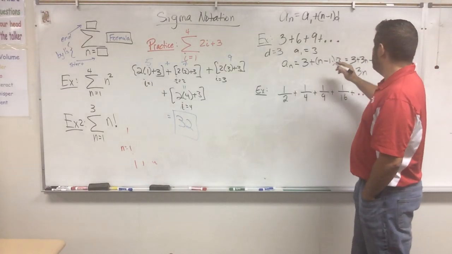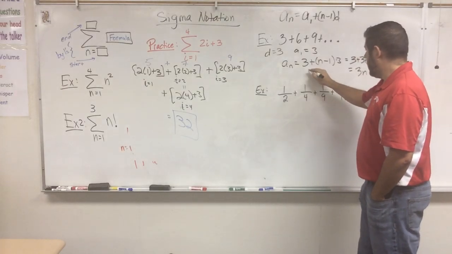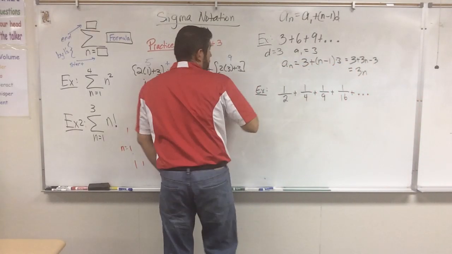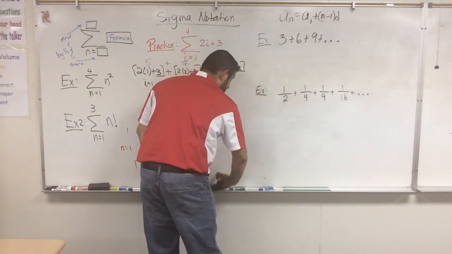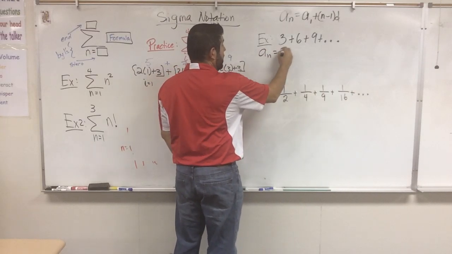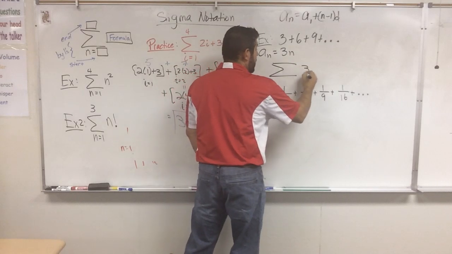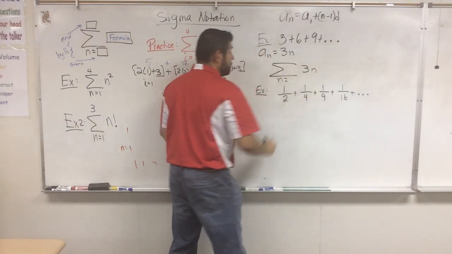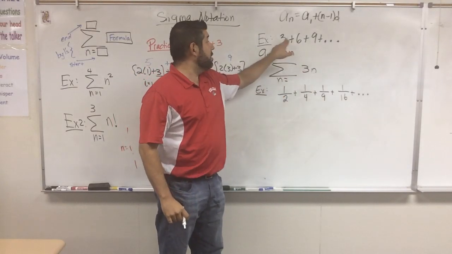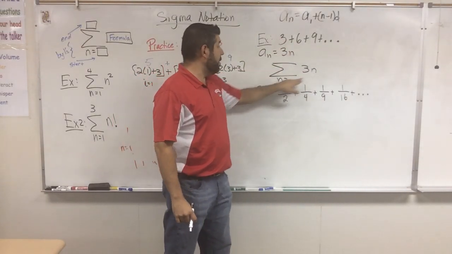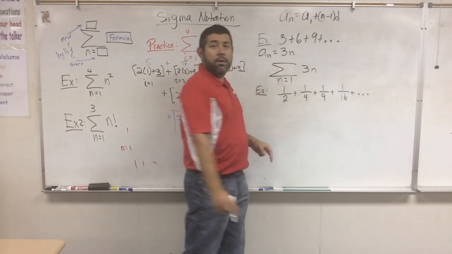So when I'm going to do my sigma here, we're going to have, okay, let me erase this real quick. Hopefully you have that written on your paper here. But we found out that a sub n was 3n. So I'm going to do my sigma, and I'm going to say 3n, n equals, okay, let's think about this. I'm going to plug in a number in here, and I should get the first term. All right, so what number do I have to plug in here to get my first term? 1. So I'm going to start at 1 here.